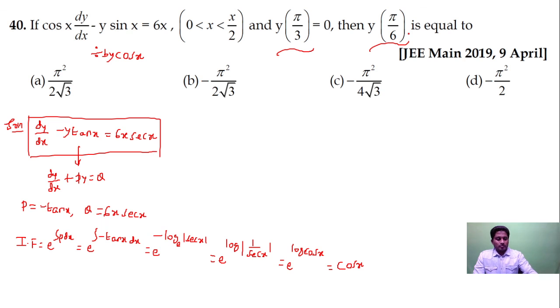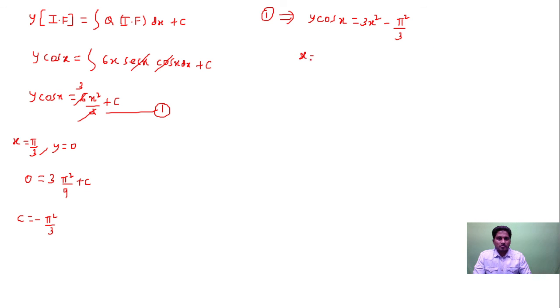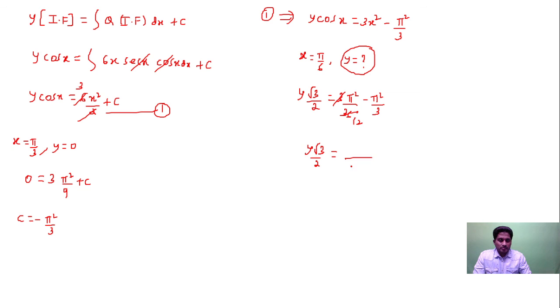Now I am supposed to find out what is y of pi by 6. That is when x is equal to pi by 6. What should be the value of y? So this is y into cos 30, which is root 3 by 2, is equal to 3 times, if you square you get pi square upon 36, minus pi square by 3. This will cancel 12 times. Pi y into root 3 upon 2 is equal to, take LCM 12, pi square minus 4 pi square. This will cancel 6 times.